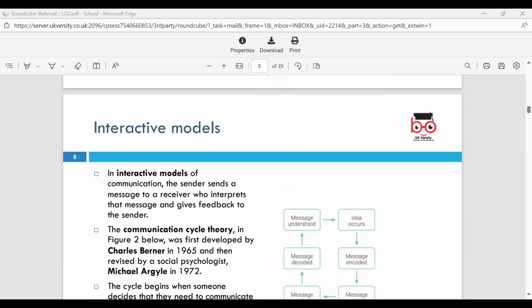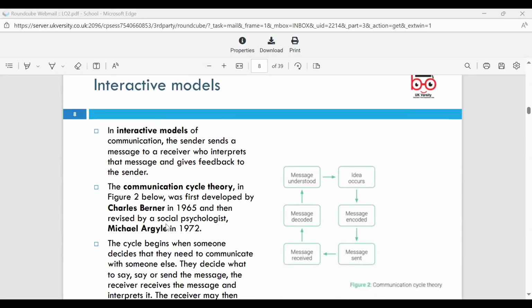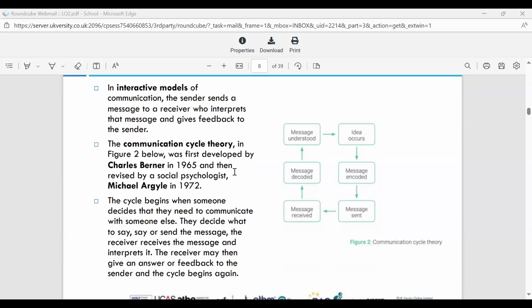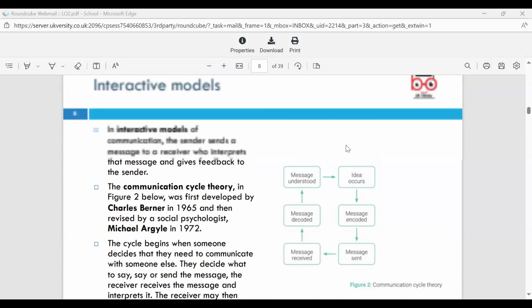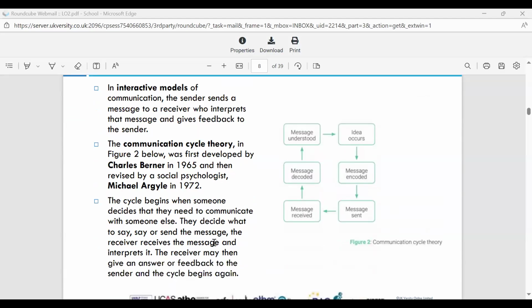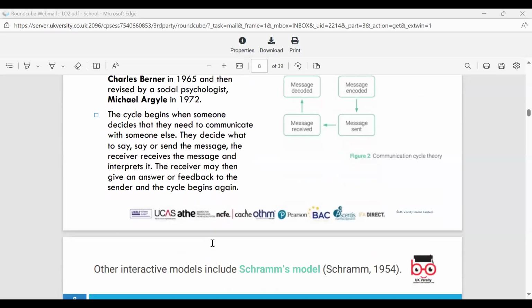Interactive models are where the sender sends a message to a receiver who interprets that message and gives feedback, which plays a crucial role in the exchange. Unlike the linear model, this model incorporates the idea of interaction. It could be physical or psychological. A key example here is the communication cycle, which was developed by Charles Berner and then revised by Michael Argyle in 1972. That diagram shows you the elements of when someone decides to communicate with someone else.